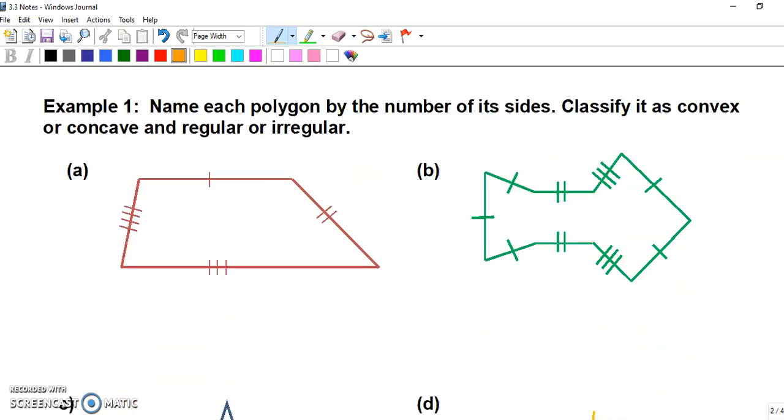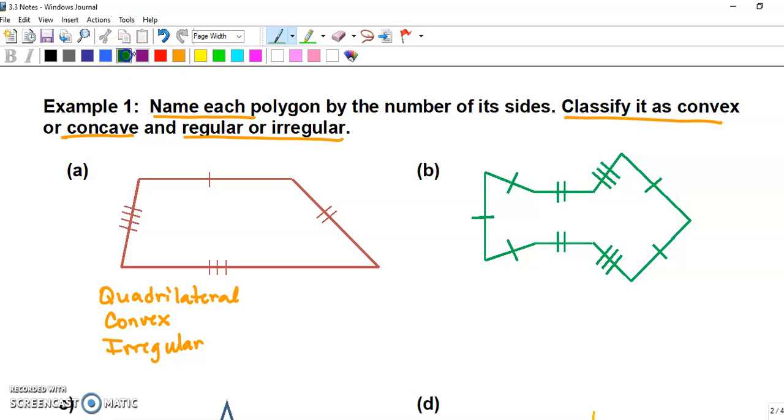So if we just look at these, it's asking us to do a few things. Name it, tell me whether it's convex or concave, and tell me whether it's regular or irregular. So this one has four sides, so it's a quadrilateral. It does not cave in anywhere, so it's not concave, it's convex. And the sides are all different lengths, the angles are all different. It is not regular, it is irregular.